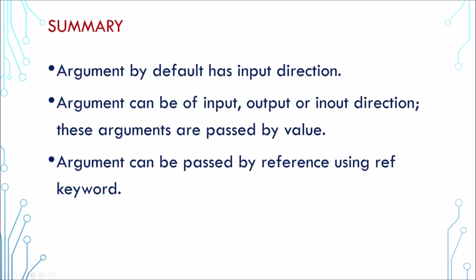In summary, an argument can have direction. It can be input, output, or inout argument. By default, it is input argument. It can also be passed as a reference argument. Next, we'll talk about threads, namely fork join syntax.